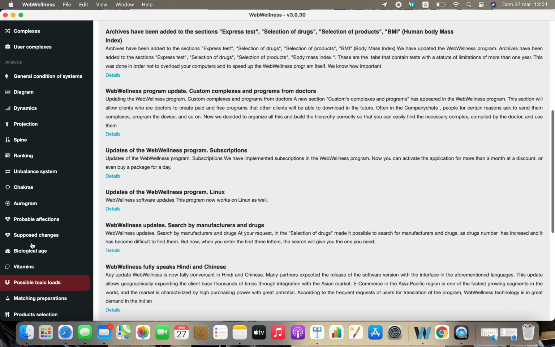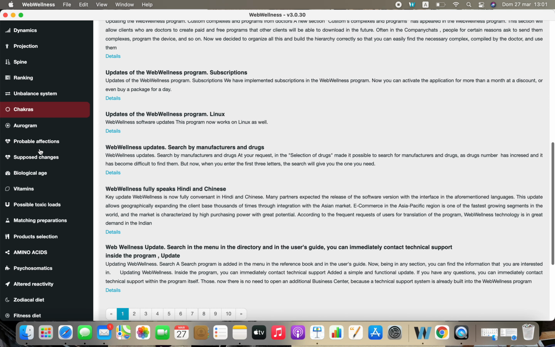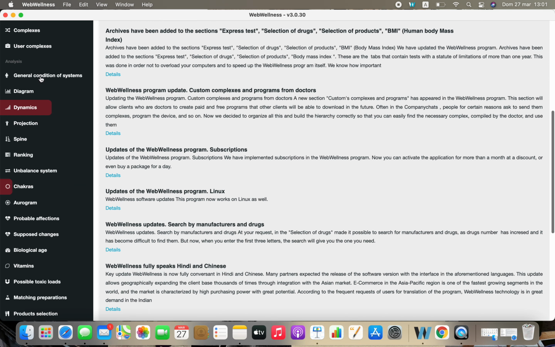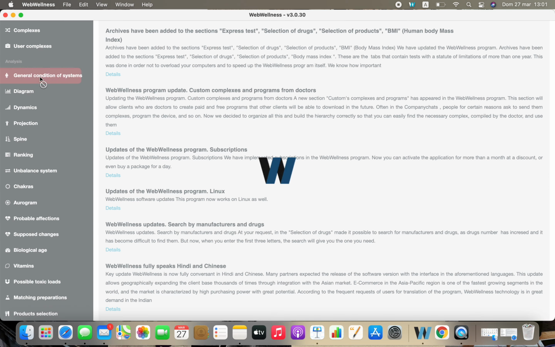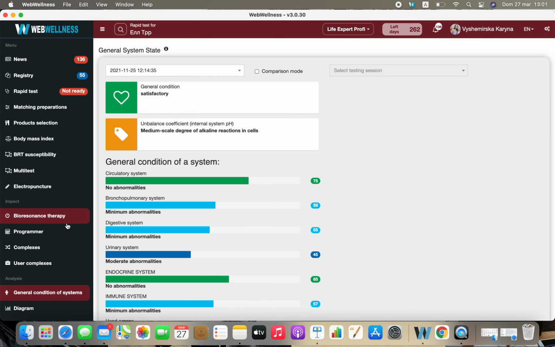It's growing wider every year. The company is introducing new functions. For the moment, we have around 22 or 23 different functions here. Let's start first with the general condition of the system.